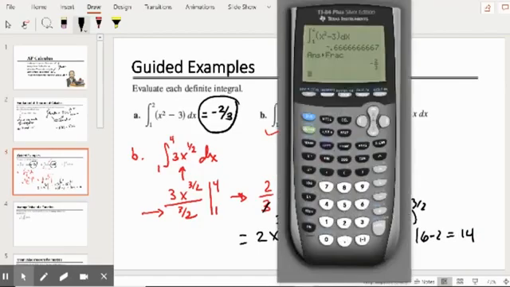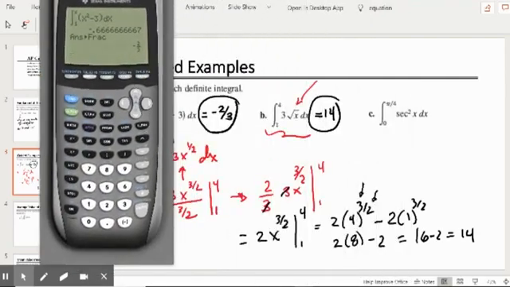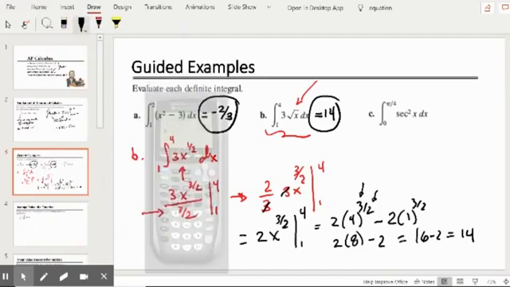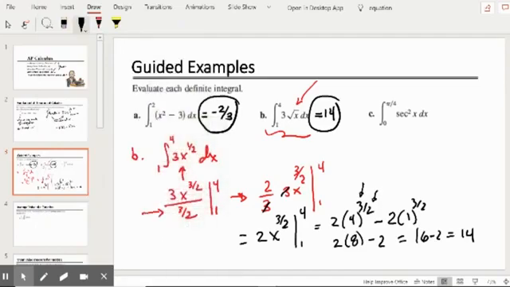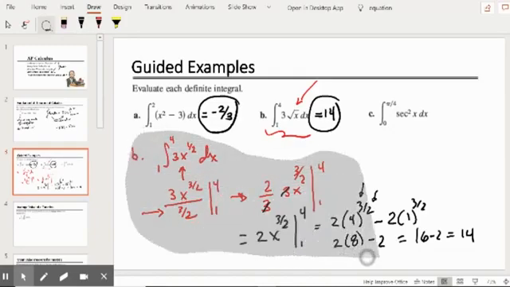Again, if we'd like to check it in our calculator, Math 9, we're going from 1 to 4. The function is 3 times the square root of x, and the integration variable is x, and we get 14. Good. So I'm going to clear out this work again so we can do our last example here, example C.